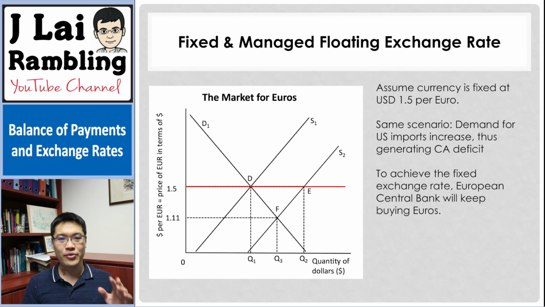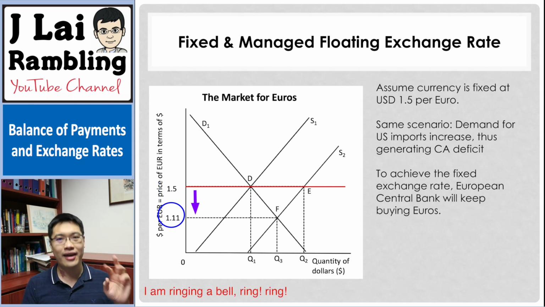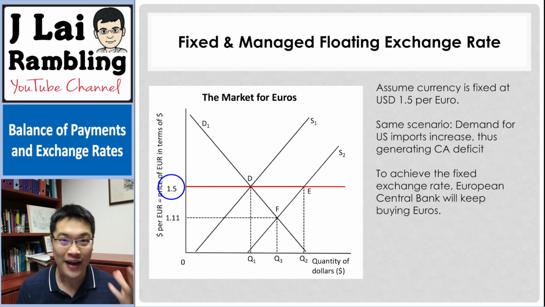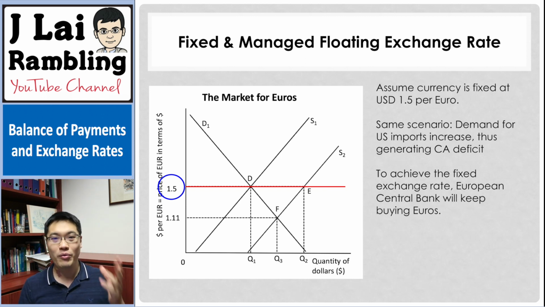Now, as soon as the supply increases, as you can see, the equilibrium exchange rate falls from 1.5 to 1.11 dollars per euro. It sends warning bells to the Eurozone countries, because it's not allowed, because it's supposed to be fixed at 1.5. So what will they do?